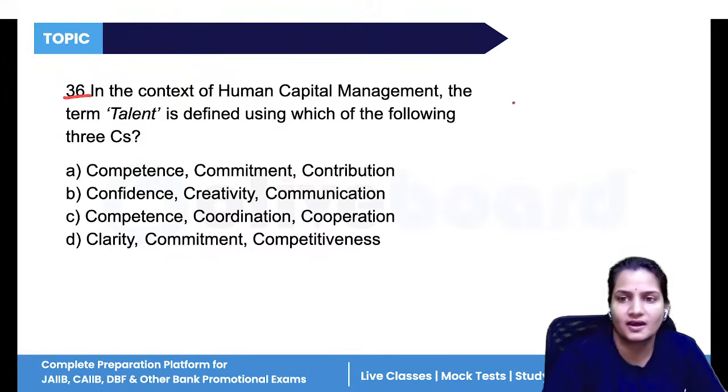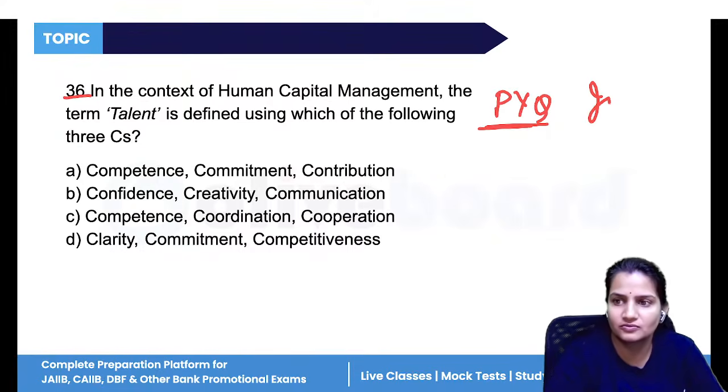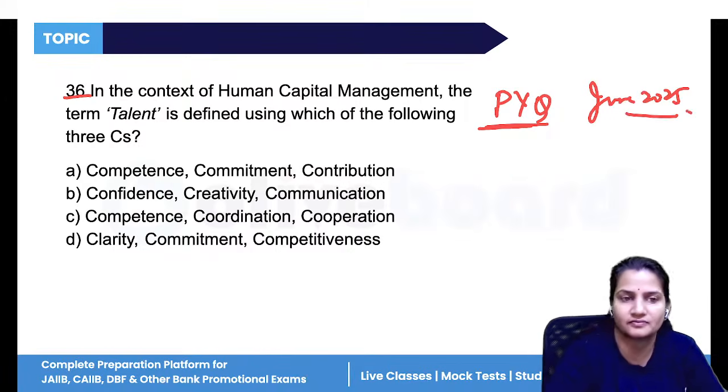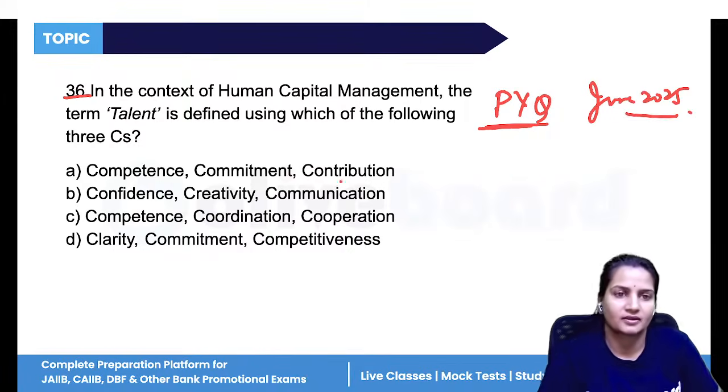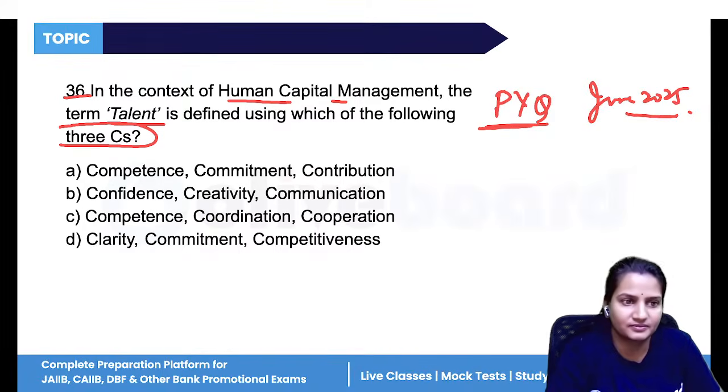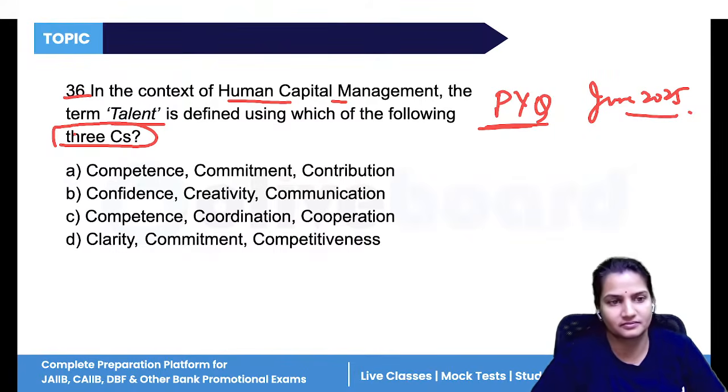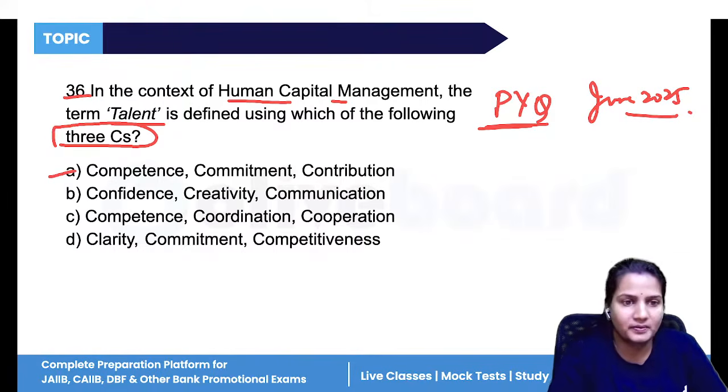Okay, one more question. Again, previous year question, June 2025. In the context of human capital management, in terms of talent management, what are the three C's? It is competence, commitment, and contribution. So these are the three C's of talent management.